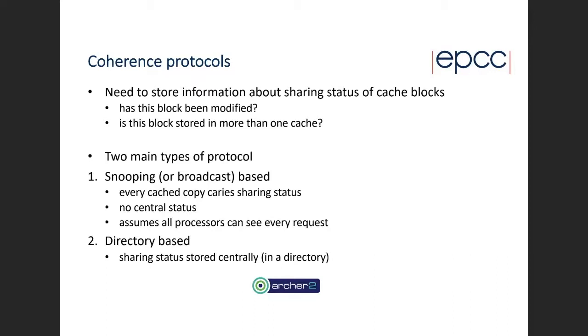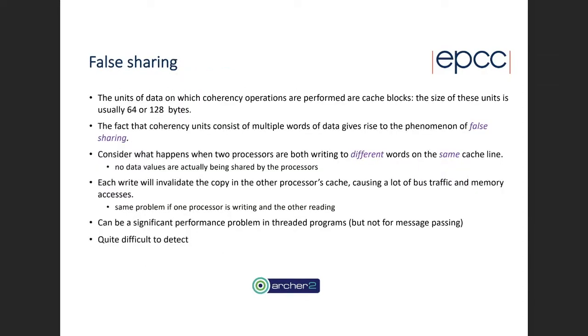There are various ways this can be implemented. There are two types of protocol here. The simple one is called a snooping protocol, where every cache block carries some information around with it, which describes its sharing status. Has this block been modified? Is this block currently stored in more than one cache? The second one is directory-based, where this information is stored centrally in a directory, and that's usually alongside the block in main memory. Again, there's a cost to that operation, and we'll talk more about that tomorrow when we discuss optimizing shared memory programs. I'll also come back and talk about this issue here, which is false sharing.